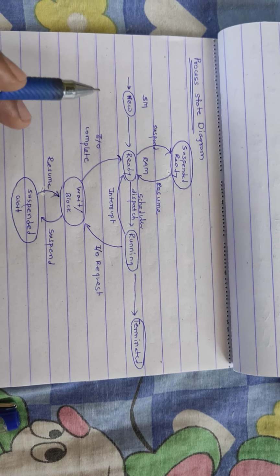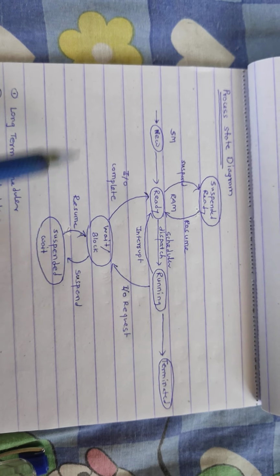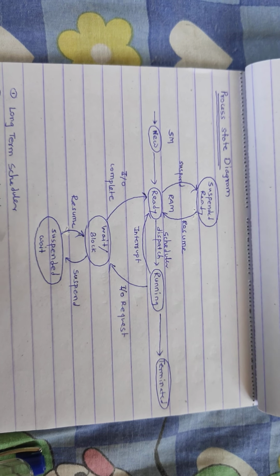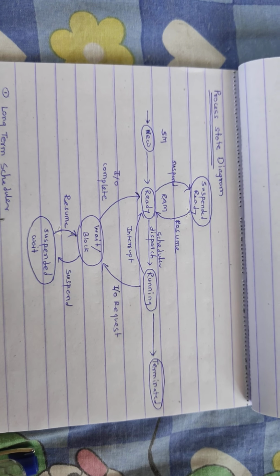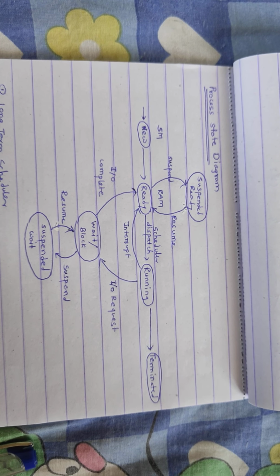Now once there is availability of space in the ready state, the process from the suspended ready state is again resumed back to the ready state for its next execution. So this is again handled by the medium term scheduler. So these are the different states through which a process goes through its life cycle.